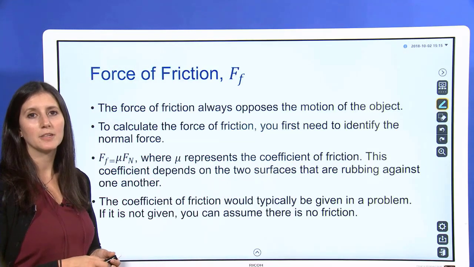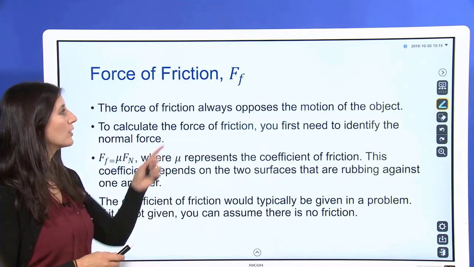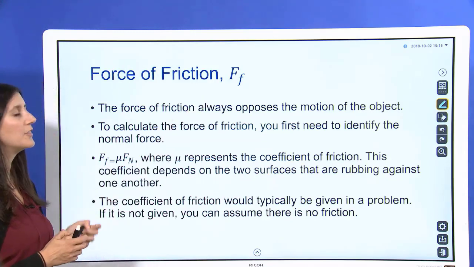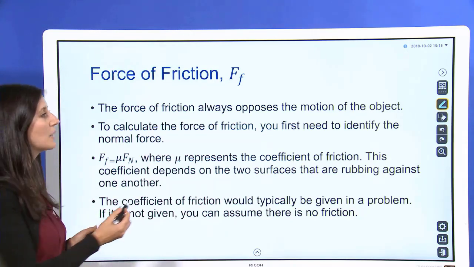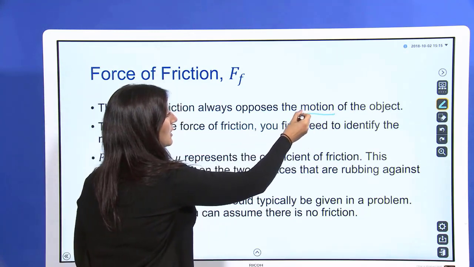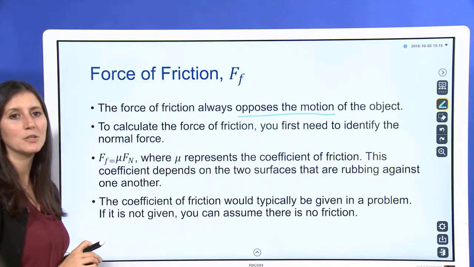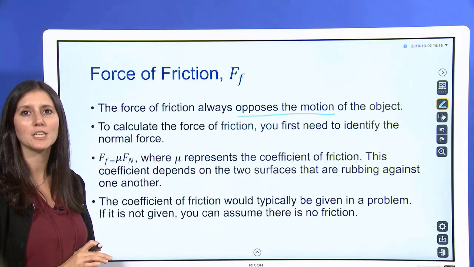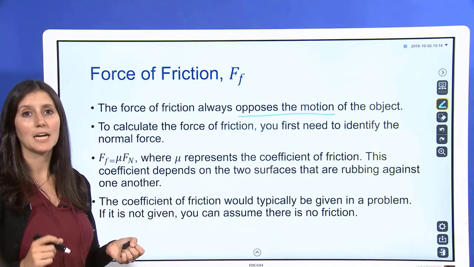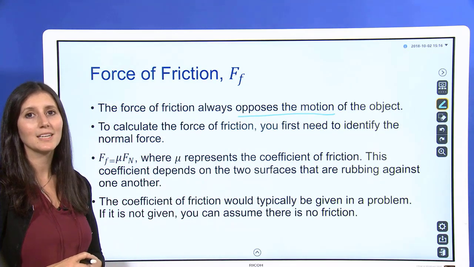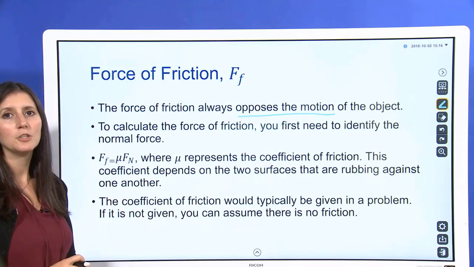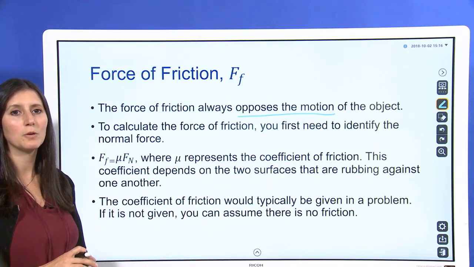The next type of force is the force of friction, or F sub F. The force of friction always opposes the motion of the object. Okay, so it's always going in the opposite direction that the object is actually moving. If you want to calculate the force of friction, you first have to calculate the normal force.